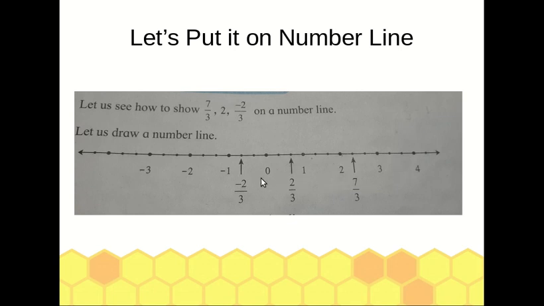That's why we are counting on the right side from the 0. So this is 7 upon 3. We can give the name A, B or any letter for this number 7 upon 3.